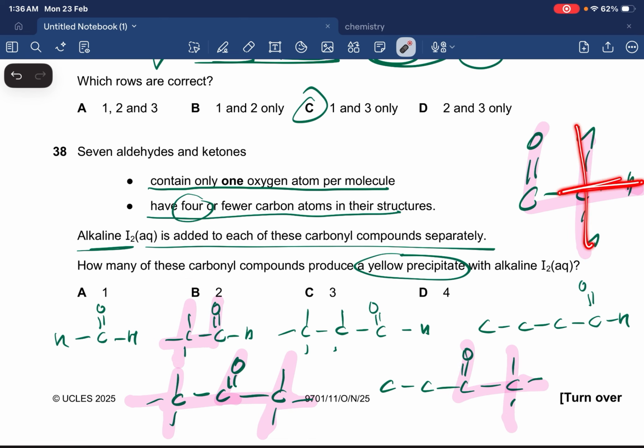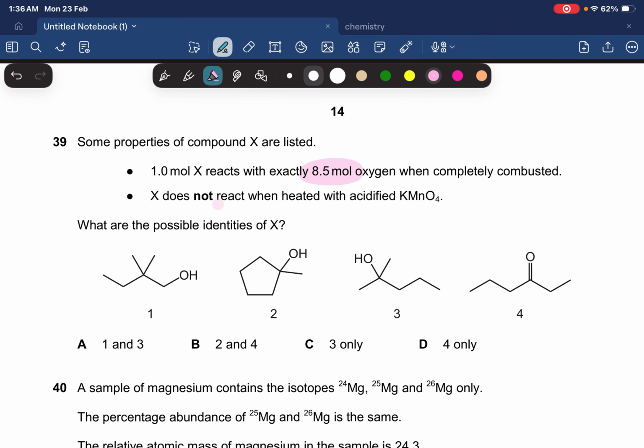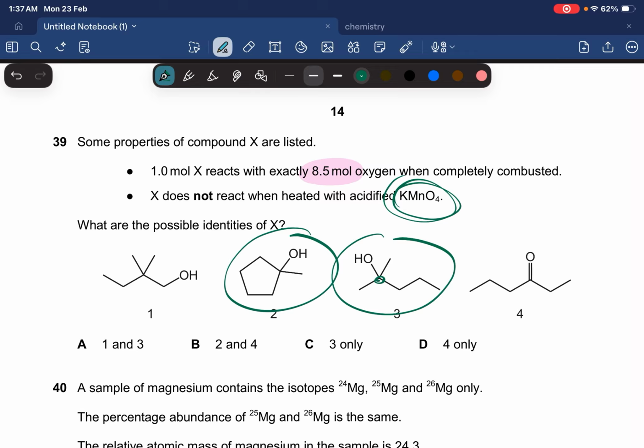Some properties of compound X are listed. 1 mole of X reacts exactly with 8.5 mole of oxygen when completely combusted. X does not react when heated with acidified KMnO4. So X cannot be, what do we call, oxidized. So this is a tertiary alcohol, it cannot be oxidized, so we straight away cross it. Second, this one right here is also a tertiary alcohol. X does not react, so we don't cross it, we circle it, because that's what we're looking for. This one and this one are going to react with KMnO4, so we cross them. And this is a ketone, so this also does not react. So we have 2, 3 and 4 which we need to check.